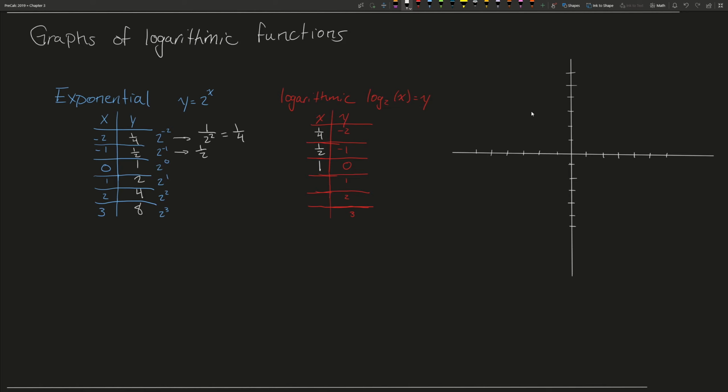When we plug in 1, we would get 0. When we plug in 2, we would get 1. When we plug in 4, we would get 2. And when we plug in 8, we would get 3. So when we graph that for the exponential, we can plot those points.